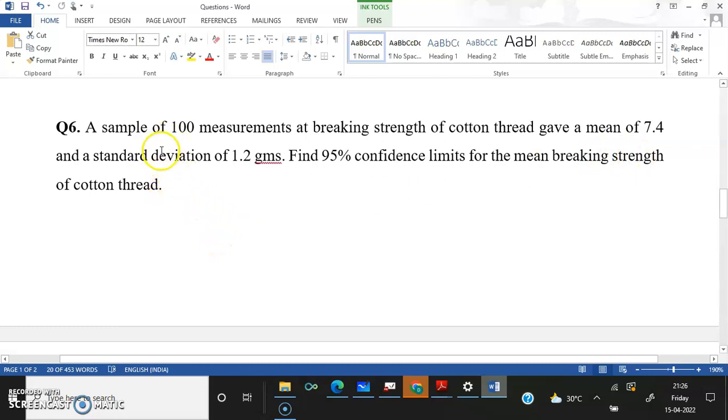What is given here is a sample of 100 measurements. So the sample size is 100. The breaking strength of cotton thread gave a mean; the mean of the sample is 7.4 and the standard deviation is 1.2. Here everything is given about the sample, right? Mean of the sample and standard deviation of the sample. Note that. And they are asking for 95% confidence limits. We are supposed to find the 95% confidence limits for the mean breaking strength of the cotton thread. That is the question asked.